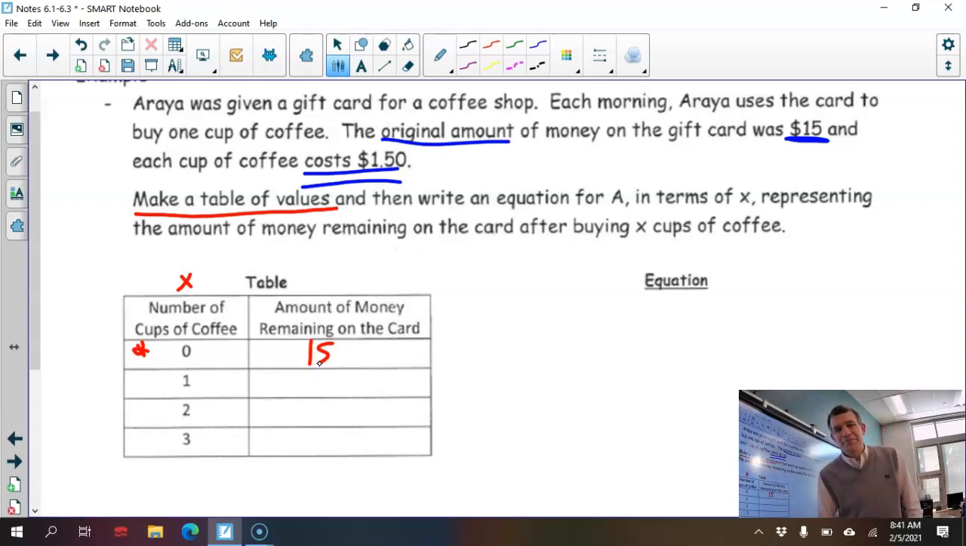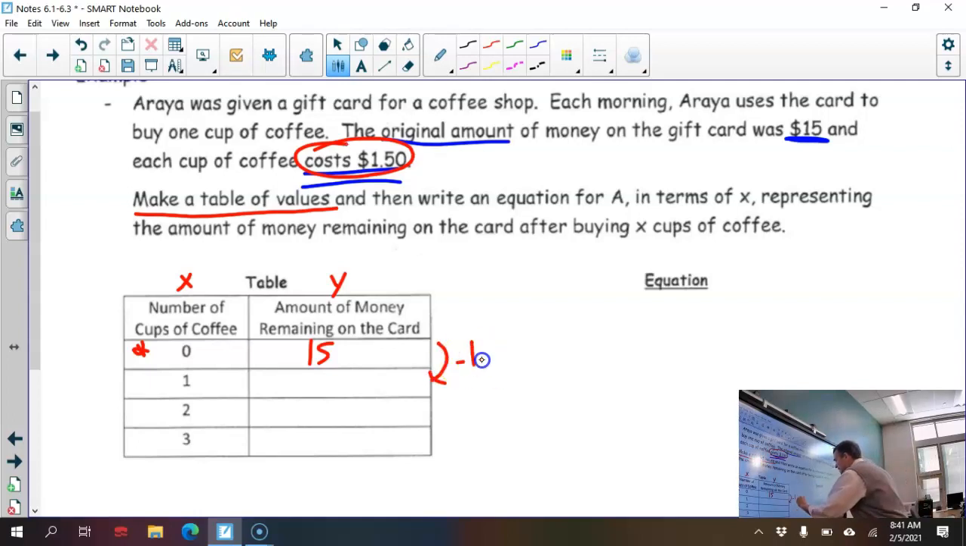Now, as she buys cups of coffee, is the amount of money, that's the Y value, the amount of money remaining on the card, increasing or decreasing? Right? Of course, it's decreasing. Every time she buys a cup of coffee, she uses some of her money. And how much is it decreasing by? $1.50.